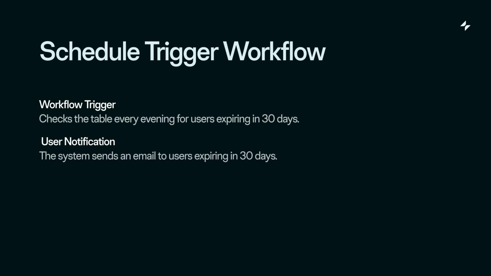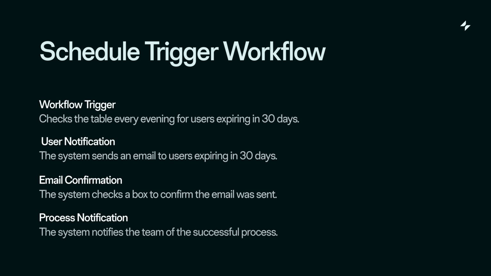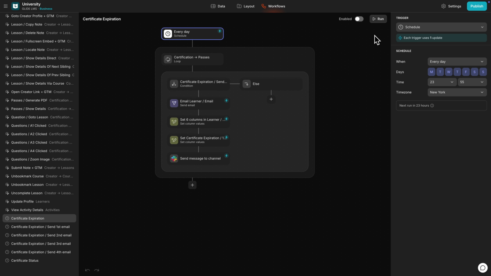And that is the whole workflow. It checks our table every evening for users who are expiring in 30 days, sends them an email, checks a box confirming the email was sent, and then notifies our team the whole process was successful. And we can test this workflow manually whenever we need by just hitting the run button at any time.